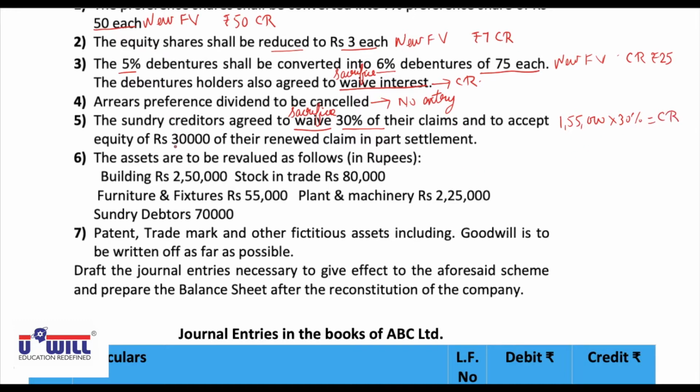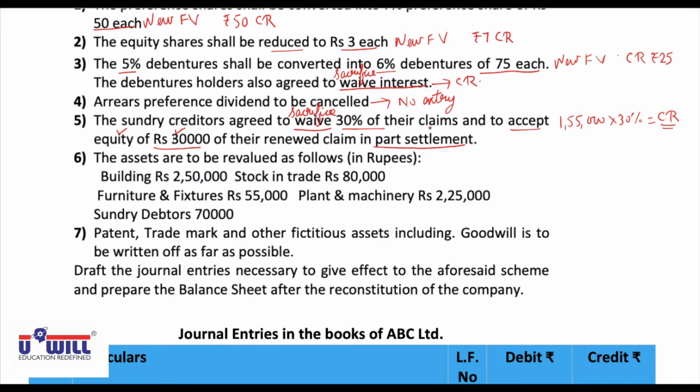And to accept equity of rupees 30,000 of their renewed claim in part settlement. Keep it in mind, they are not fully settled. Out of 1,55,000, 30% only they sacrifice. That is 46,500, which we transfer to capital reduction. And 30,000 of equity shares we will be issuing to them. So 46,500 plus 30,000, 76,500, is only settled in part right now. The remaining amount will continue to appear in the balance sheet.